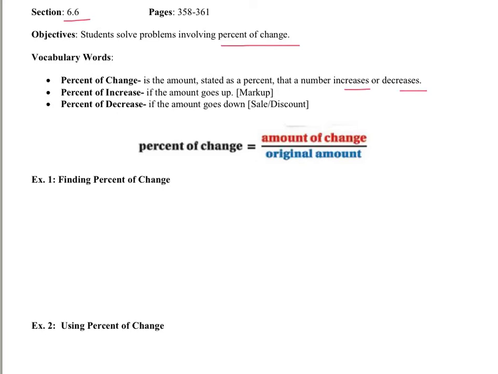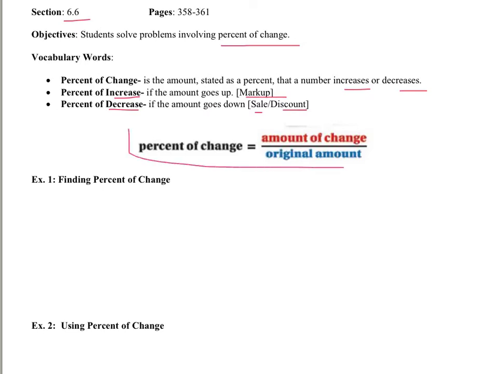So we have to understand that sometimes a price is going to go up, and this is called a markup. When a store buys a product, they raise the price so that they make a profit. And then there's always the percent of decrease, where they take the ticket price and put it on sale or on discount so that we feel like we're saving money when we buy that item.